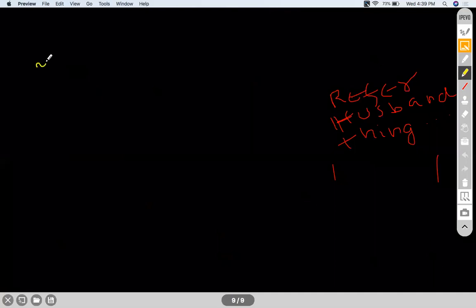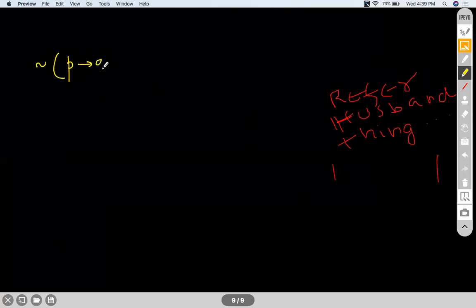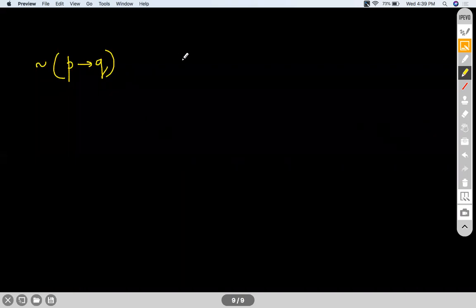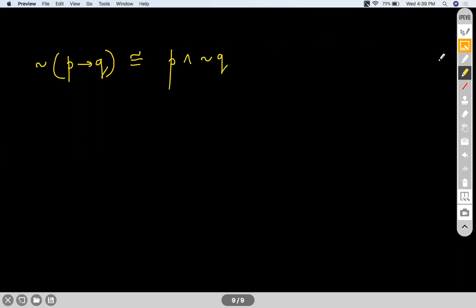What about the negation of this? By the way, when you write, it is not going to be saved. Oh, okay, I realized that. Okay. Negation of this, I claim that this is the same as saying P happening and Q not happening.